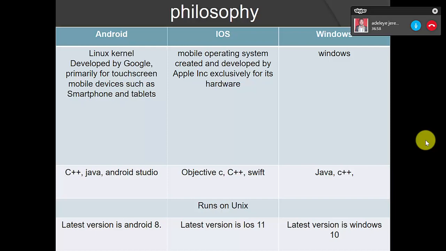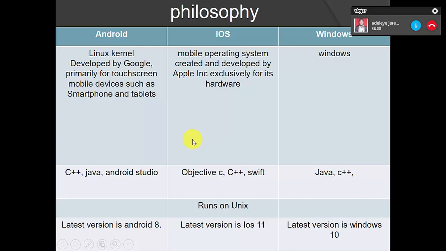The philosophy of Android: it runs on the Linux kernel, that is, the Linux operating system. It was developed by Google primarily for touchscreen mobile phones, so it's used in smartphones and tablets. C++ and also Java are used to write Android applications, and Android Studio is meant for writing Android code. The latest version of the Android operating system that we have now is Android 8.0, and 8.0 was released this November.